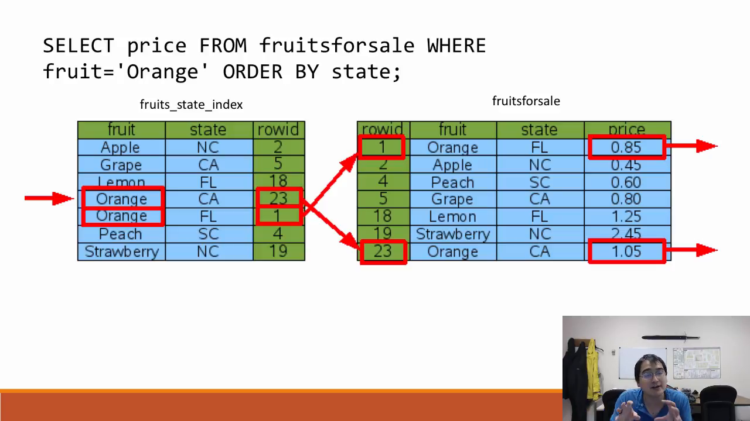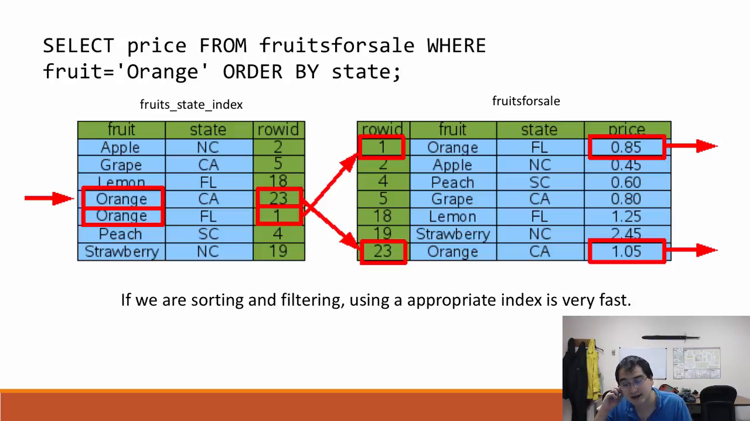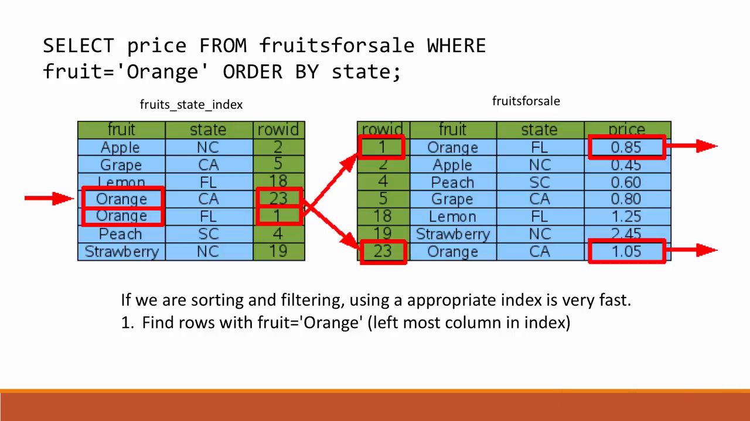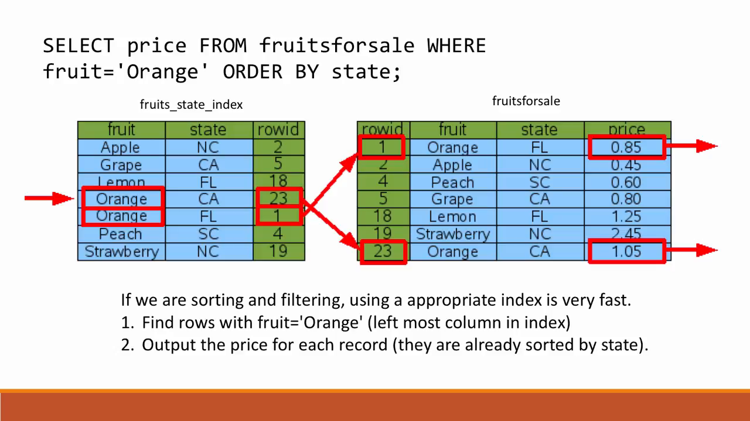And so this means that we only need to do binary lookups for a very small subset of the data. Whereas if you didn't have these indices, you would have to order everything and then figure out what are all of the fruit that need to be returned. This is, once again, another way to save time. So if you are combining both sorting with an order by and filtering, using the appropriate index can save you a huge amount of time. Because all it does is limit the rows that we care about to those which are oranges, the leftmost column in the index, and then output the price for each record by state because they're already ordered by the index.